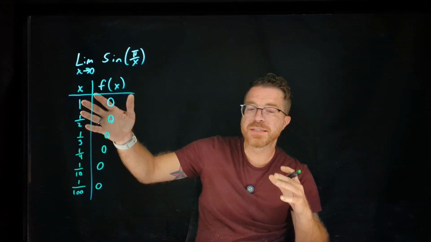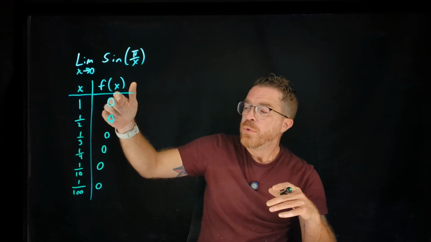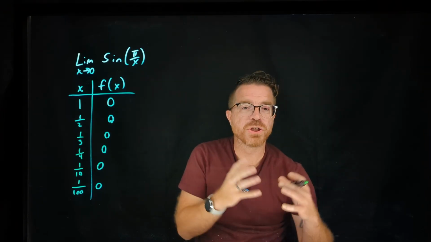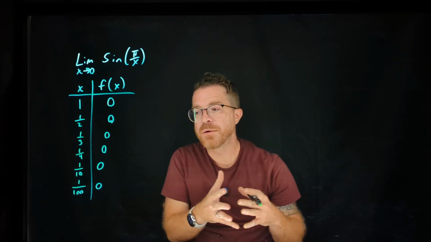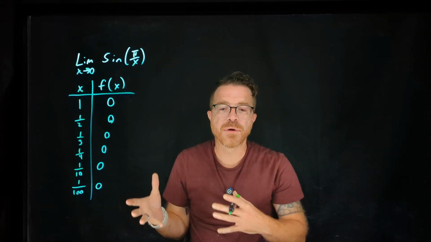So basically, if I have this fraction where each time I'm putting in 1 over some natural number, what's going to happen is it's always going to end up being that natural number times pi, which sine of that will always be equal to 0. So if you looked at this, you might say, okay, well, it just seems like the answer is 0.